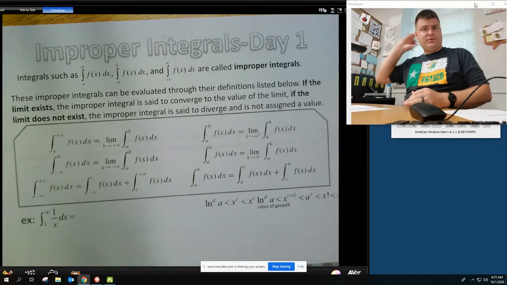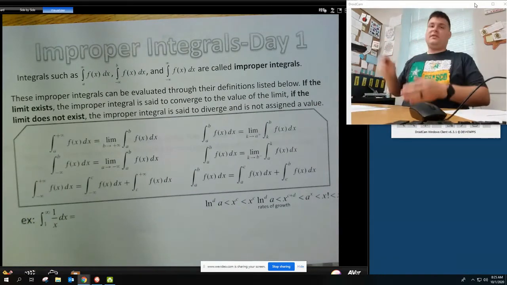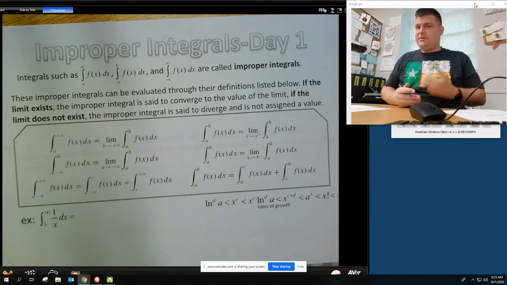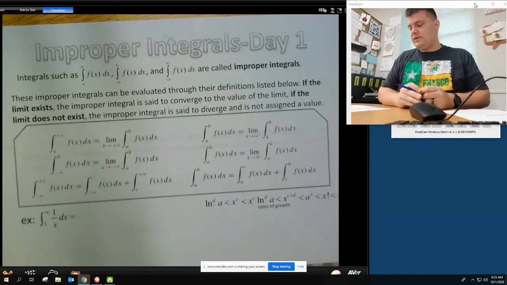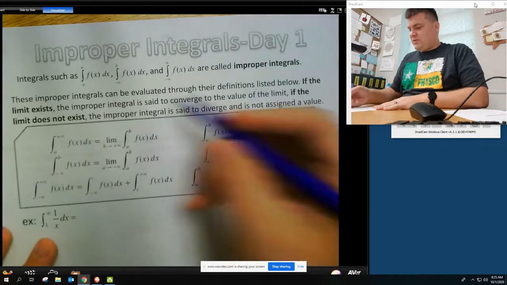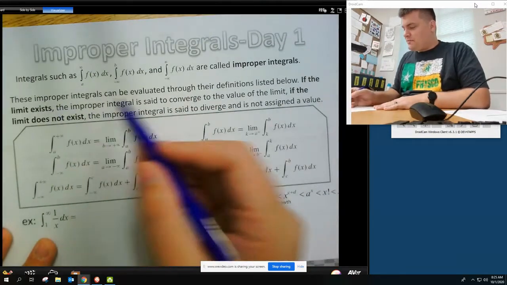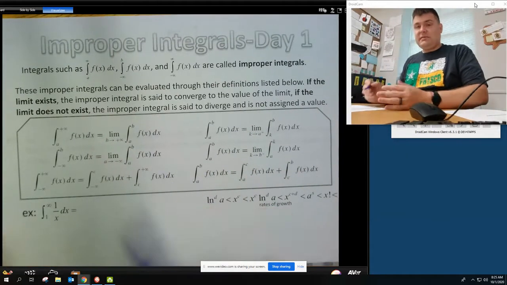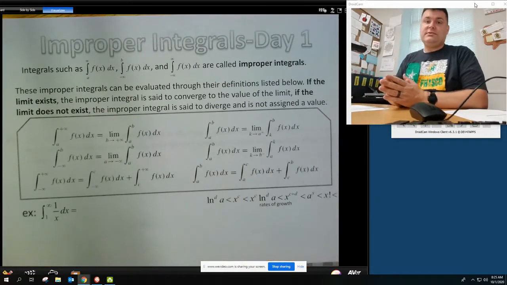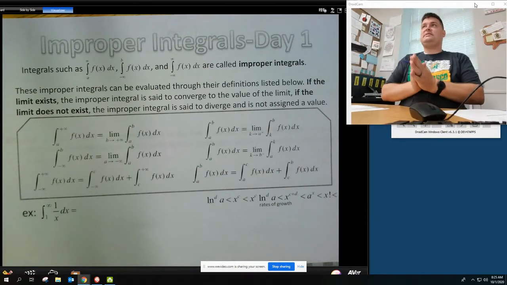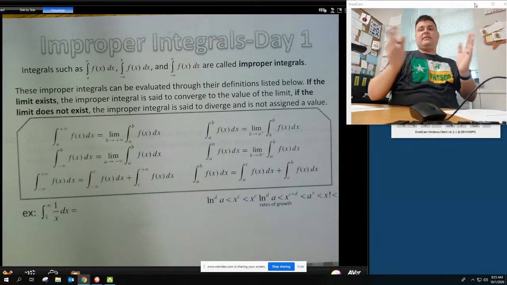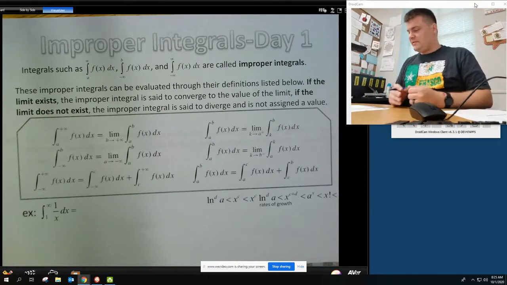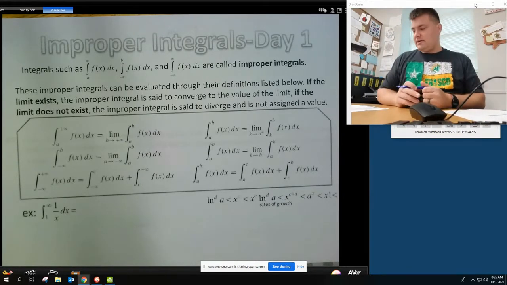It's just integrals that either go out to infinity, or they involve asymptotes, especially vertical asymptotes, or it's not really common and it's really kind of hard to take the integrals. So these improper integrals can be evaluated through the definitions listed below, which are all right here. If the limit exists, then it's said to converge. So if the limit exists, then we can actually find the area or whatever the integral is asking for. If it does not exist, then it diverges.